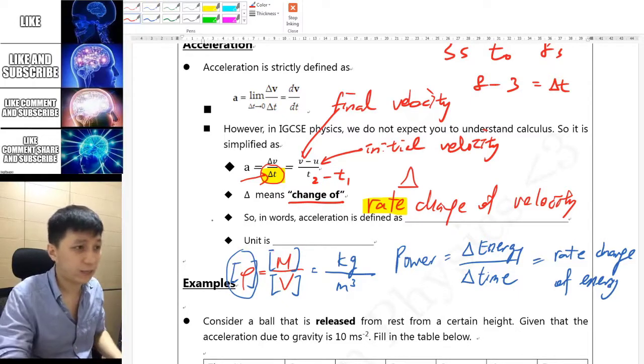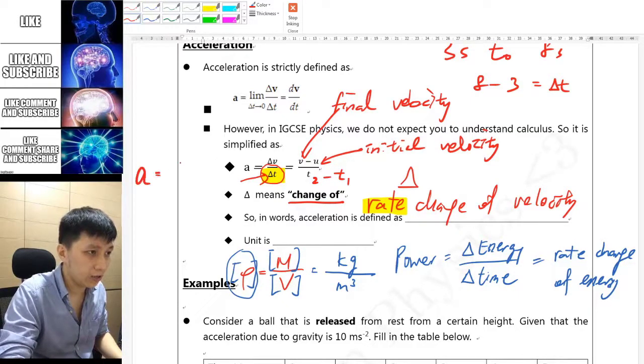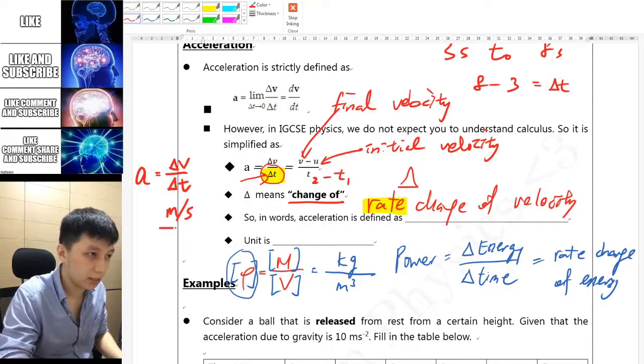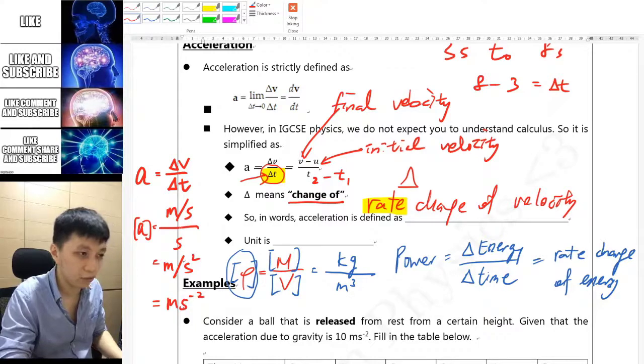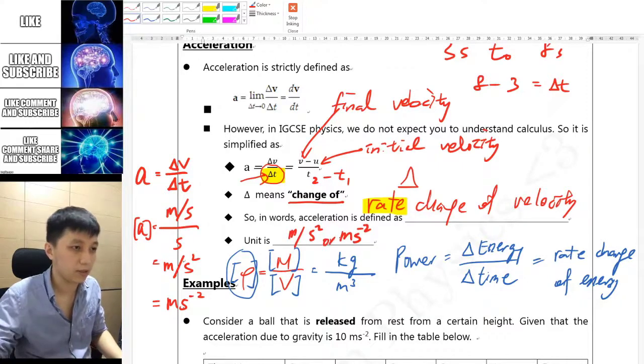The way you work it out is similar. You have the equation that is a equals delta v over delta t, right? So for v the unit is meter per second and t is second, right? So that's why the acceleration's unit will be meter per second per second. You can write it as per second like this, but actually no one writes that. So you can either write it as meter per second square, or you can write it as m s negative 2. Both of these will be accepted. So let me put it down here.